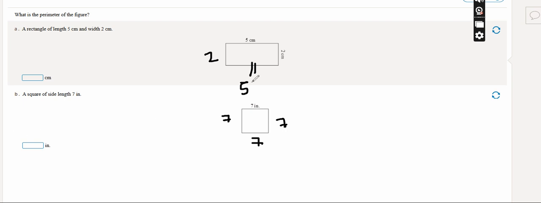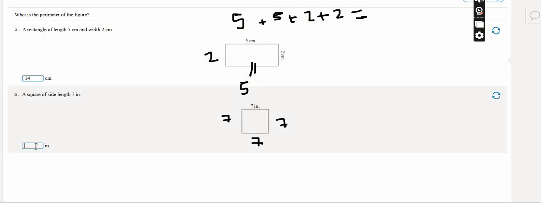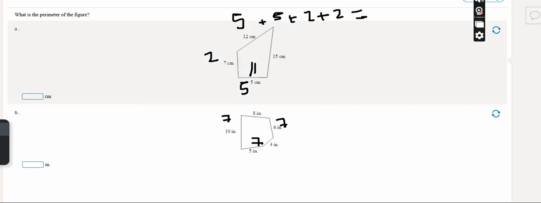For the first one, when you add it, 5 plus 5 is 10. And plus 2 plus 2. I'll write it here so it becomes easier. So 5 plus 5 is 10, plus 2 is 12, plus 2 is 14. So here the answer is going to be 14. The next one is your square. You're just going to add all of the sides. So 7 plus 7 plus 7 plus 7. That's going to be 28. Let's go to the next question. I hope that was easy for you.